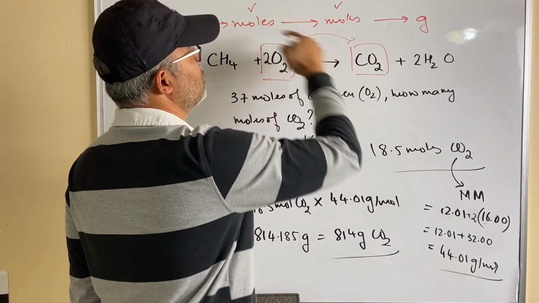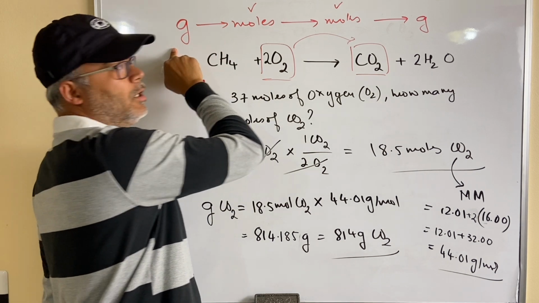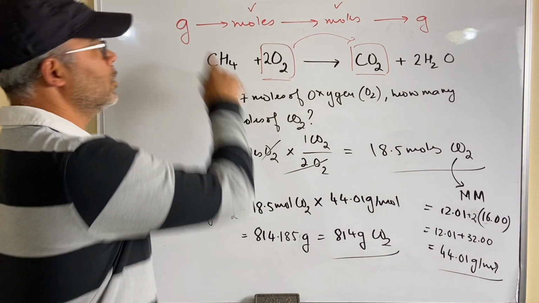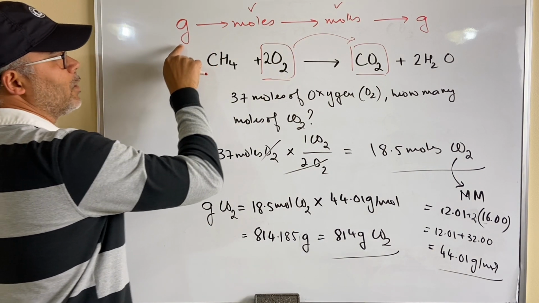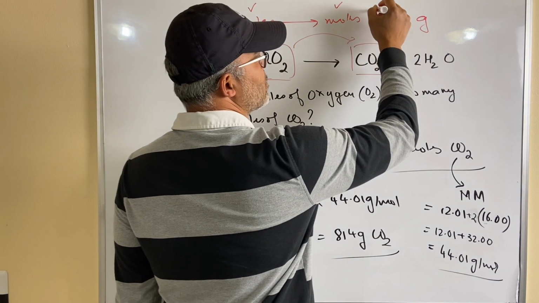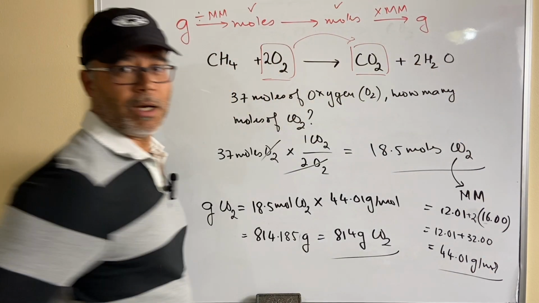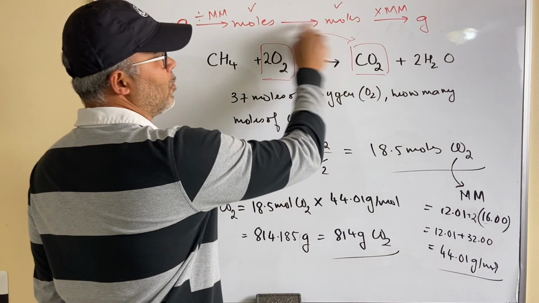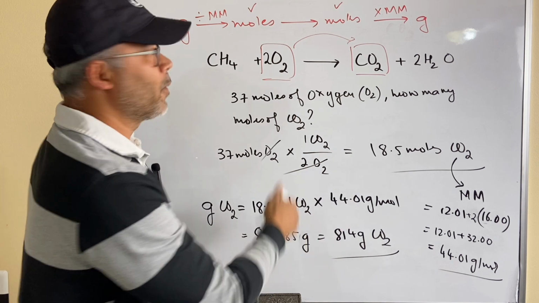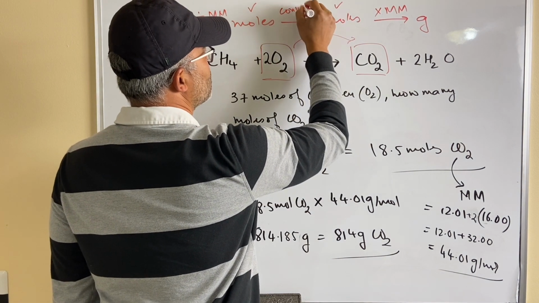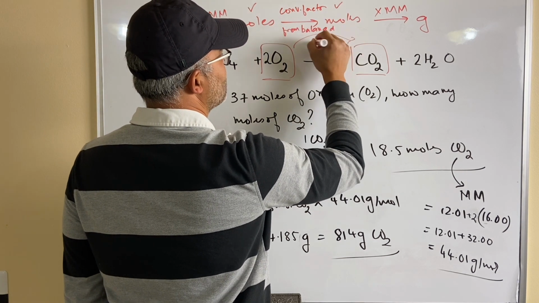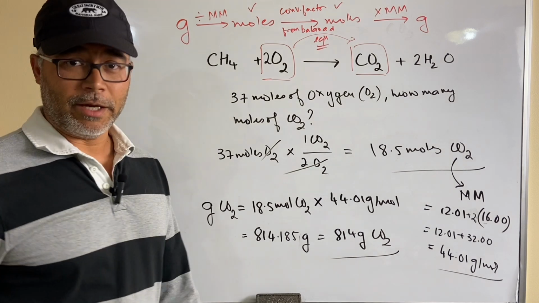Sometimes your ending point could be here, so then you go from here to here, or your starting point could be here. You might need to end here or here. Depending upon which way you want to go, that is your roadmap. And keep in mind, when you go from grams to moles, you divide by the molar mass. When you go from moles to grams, you multiply by the molar mass. And of course, for the mole to mole conversion, you have to find the conversion factor in the balanced equation itself. Crucial. Very important.